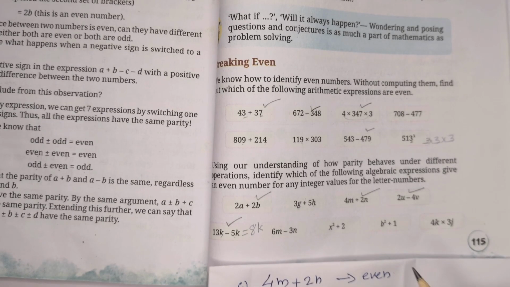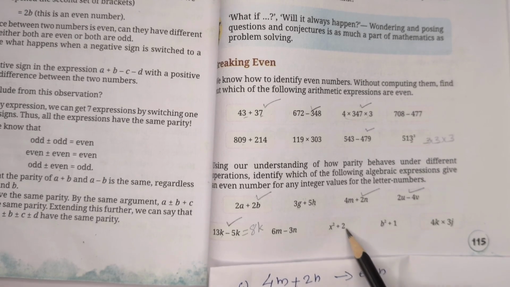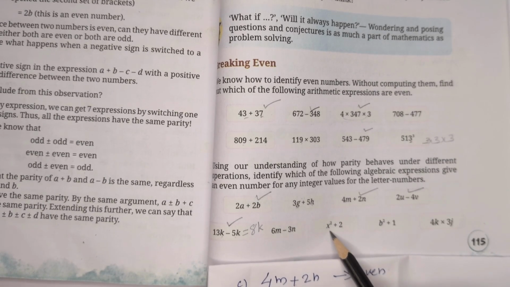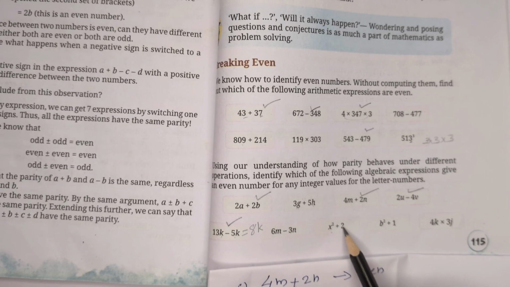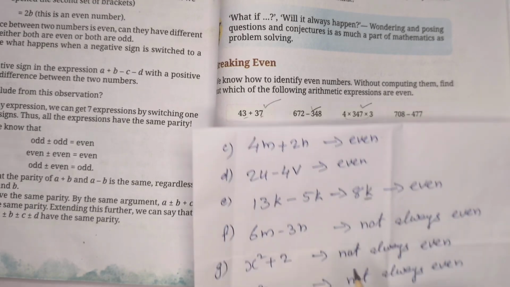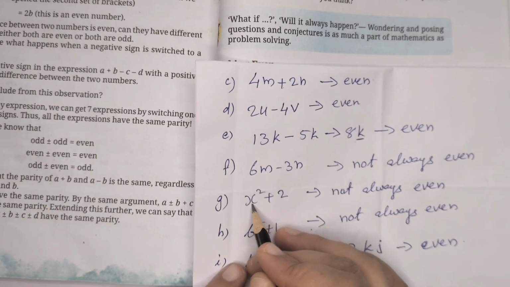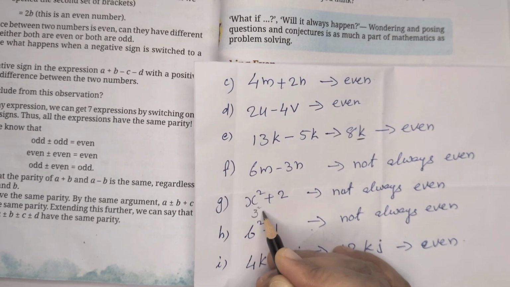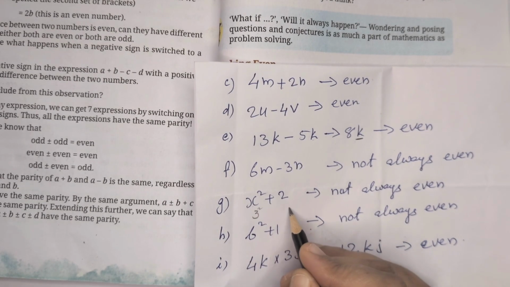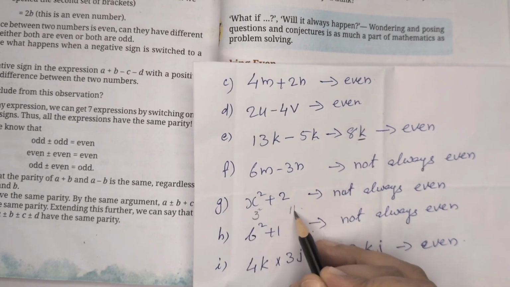So no need to put a tick mark for that. Here, x square plus 2, the same way. If we are putting an odd number here, then that will be odd, and that plus 2, again odd. For example, here x we are putting 3. So 3 square means 9. 9 plus 2, 11. 11 means an odd number.